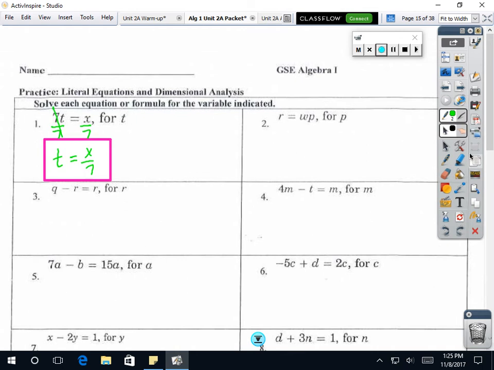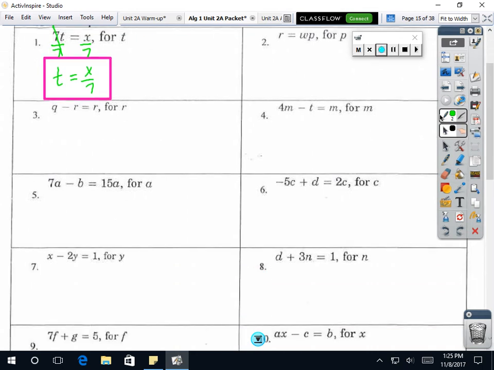Okay, number 3. Q minus R equals R, and they want you to solve it for R. Well, we're trying to get R by itself, but our first problem is you have an R on this side and an R on this side, so what should we do? Add the R to combine them to the same side. So if I add it on the left, negative 1R plus 1R cancels out. Then I go across the equal sign and also add it on the right, making the right side become 2R. And then the left side is just Q now.